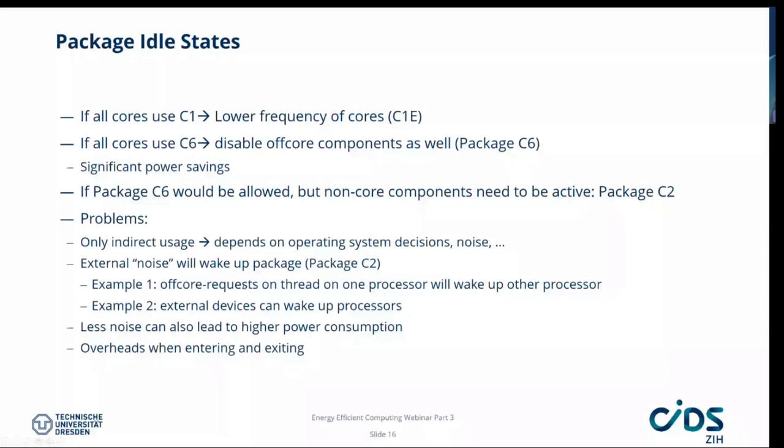That can be an off-core request from a thread on the other processors that will wake up the processor that could go into package C6. And that's also external devices that can wake up processors. That means that more noise will probably mean fewer package C states, which will mean more power consumption. But less noise can also lead to higher power consumption, because if you don't have that much noise, then it might be that your core decided on a wrong idle state, and then will stay in that idle state because it's never woken up and never has the chance to revert its decision.